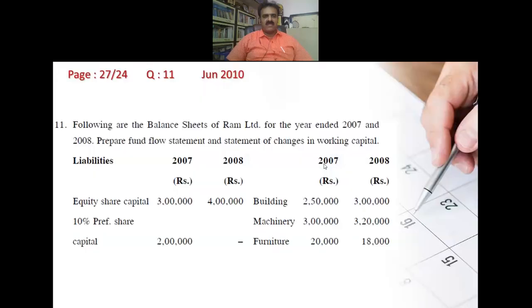Friends, first of all, you need to look at the balance sheet. This is the balance sheet. It was given in the year 2010. And there are two balance sheets given with respect to ROM Limited for the year 2007 and 2008.